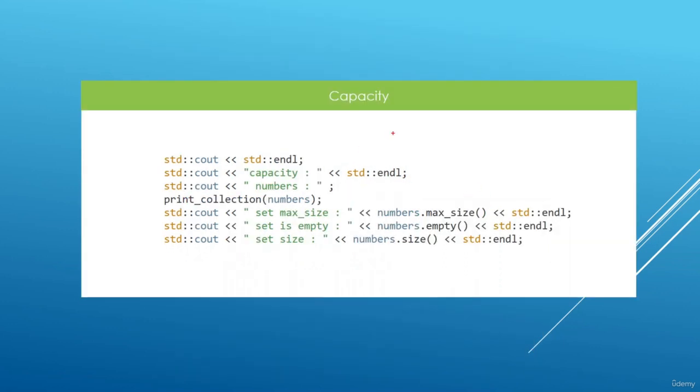We have a few capacity methods we can play with. We can get the size of our collection. We can test and see if it isn't empty. We can get the max size. This is going to be really cool if you need these things in your C++ application.